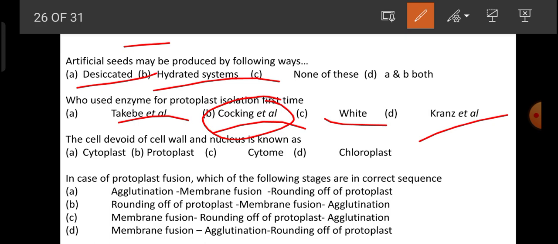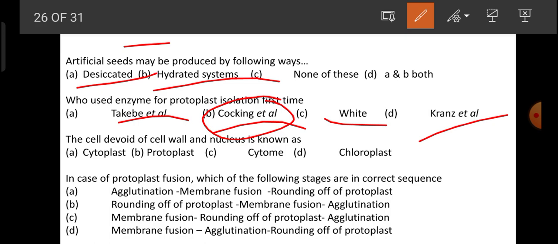Protoplast is the cell without a cell wall, it is known as protoplast. Then cytoplast is the answer here, where the cell is devoid of cell wall and nucleus. Chloroplast, as you know, is an organelle present in our cell system. Cytome is the cellular system where structural and functional heritability of an organism is defined, that is cytome.